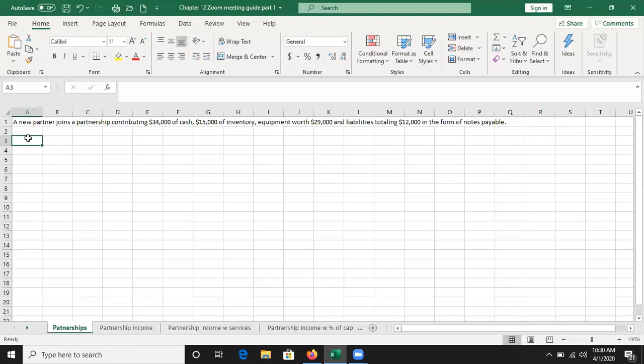So when a partner joins a partnership, they can contribute whatever they want to the partnership. They can contribute any assets, they can contribute any liabilities. And what happens is the partnership just takes it on as its own. So you have to keep this in mind. The partner, the individual, is giving this stuff to a partnership, a business.